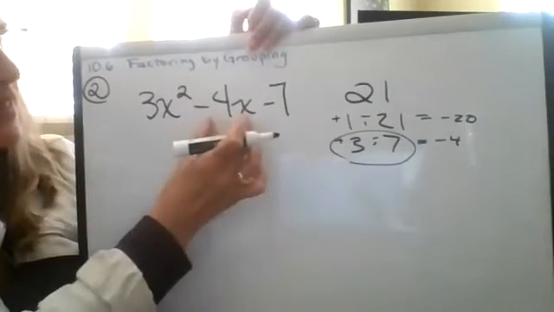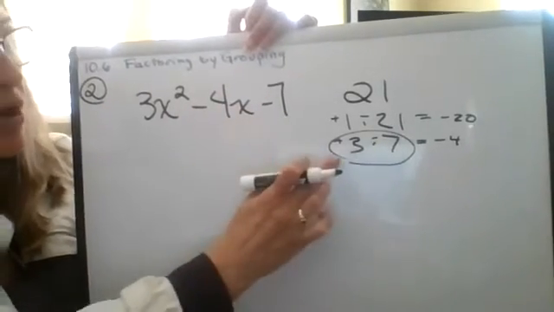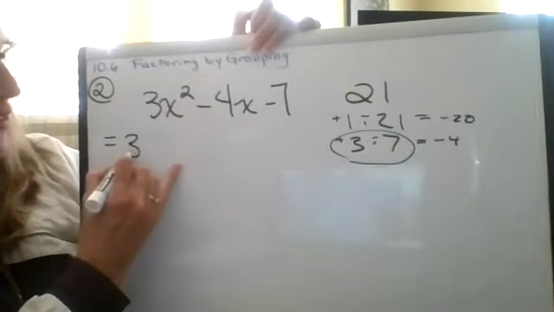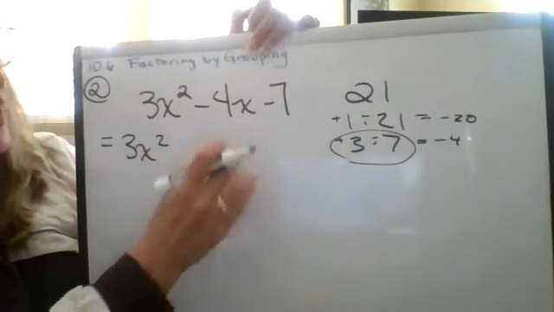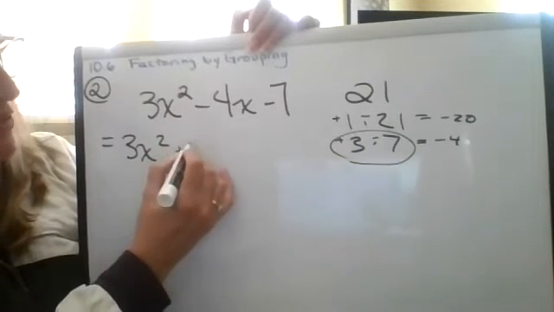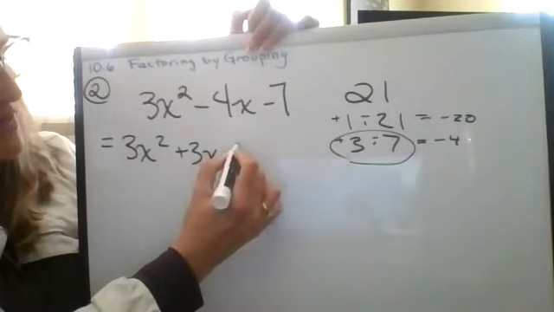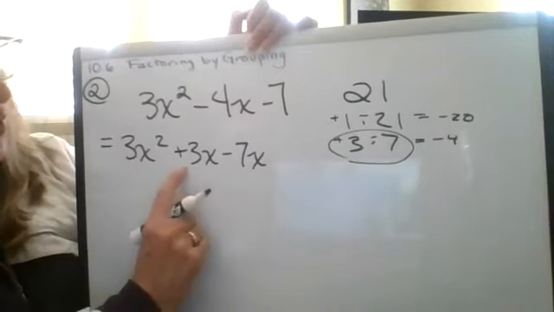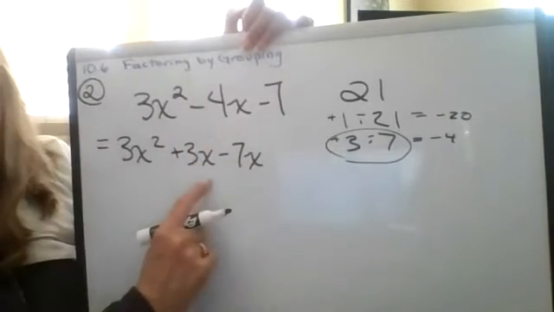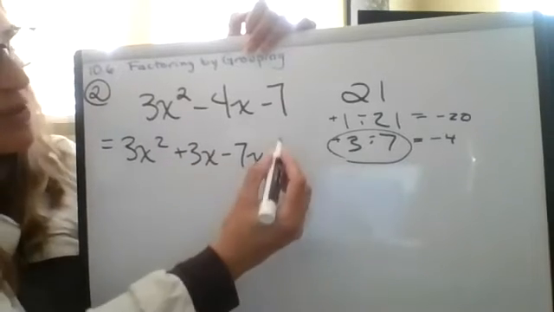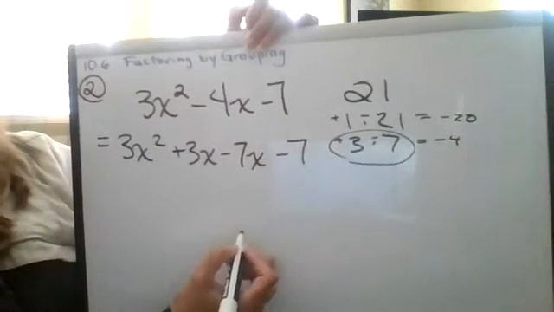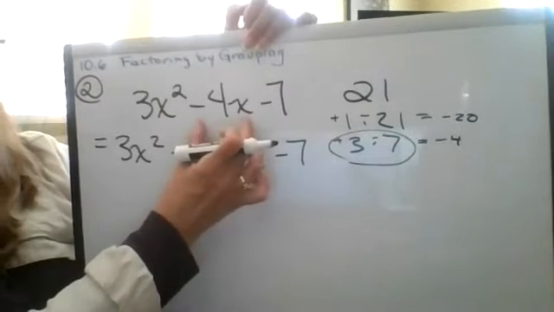So I'm going to replace my middle term here by writing it. I'm not changing anything mathematically. I'm just going to say I've got 3x squared. And then instead of writing negative 4x, I am going to write plus 3x minus 7x. So what is 3x minus 7x? Isn't it the negative 4x? I didn't change anything. I'm getting ready for this process, but I didn't change anything. And now the negative 7 comes straight down as well. So this just replaces this.